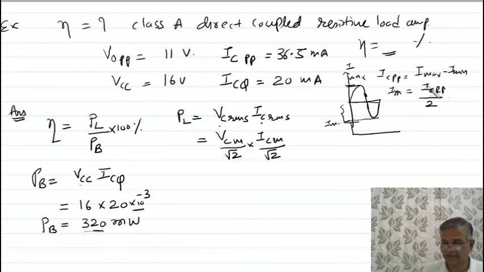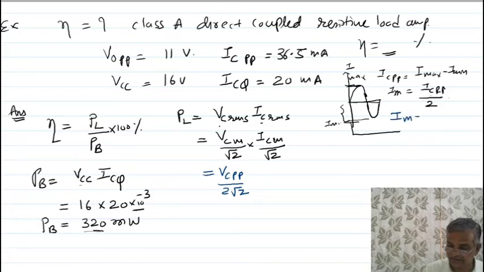So I have written IC maximum is IC peak to peak by 2. What is IC peak to peak? I maximum minus I minimum. Divide by 2, you will get the maximum value. The same I am using here. Here I am writing VC peak to peak upon 2 is VC maximum. So from this I can say IC maximum is nothing but IC peak to peak by 2.